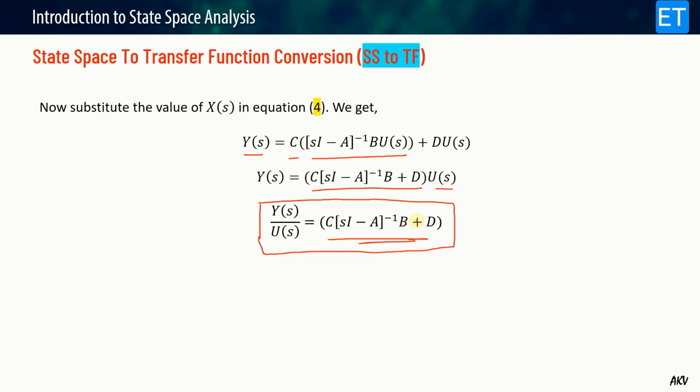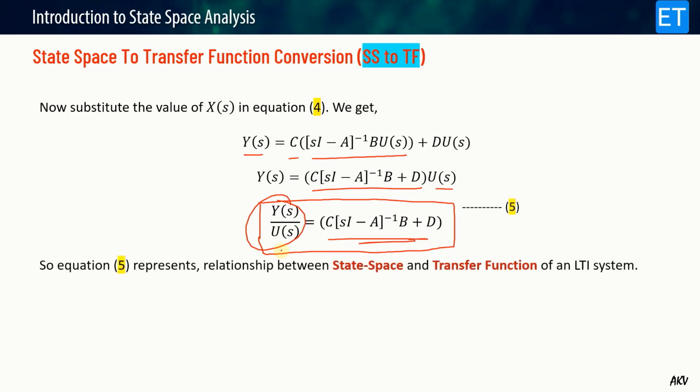that means the state space model of that LTI system with its transfer function. So Y(s) upon U(s) is actually the transfer function of the system. So this equation 5 is representing the relationship, or you can say the conversion, from state space to transfer function.